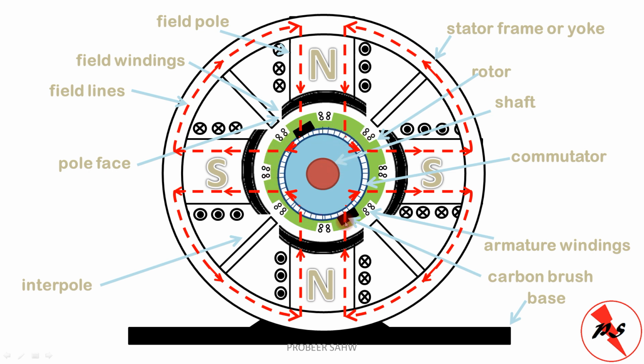Apart from this, we have a commutator segment which collects AC current from the armature windings, or passes the DC current from the outside to the armature winding in the form of AC. These are carbon brushes which are pressing against the commutator. The role of these brushes is to collect DC current or AC current from the commutator and pass it on to the external circuit in the form of DC. If it is working as a motor, it will take DC current from the supply and pass it to the commutator segments in the form of AC. Then this current will flow through the armature windings.